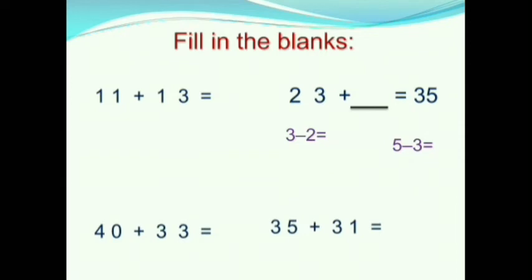Children, now we will write the missing numbers. See the first question, 11 and 13. Now we should find out the sum. Here addend is 11, addendum is 13. First we should add units place digits. The units place digits are 1 and 3. 1 plus 3 is equals to 4.